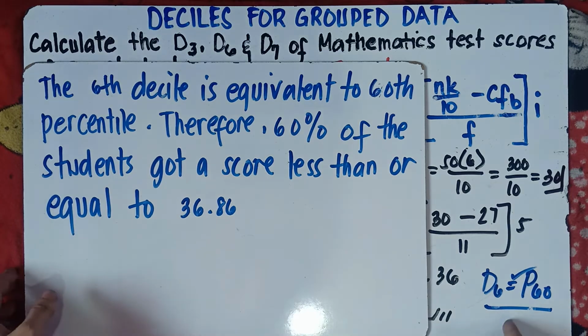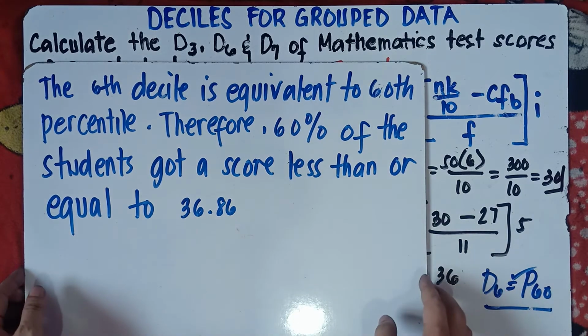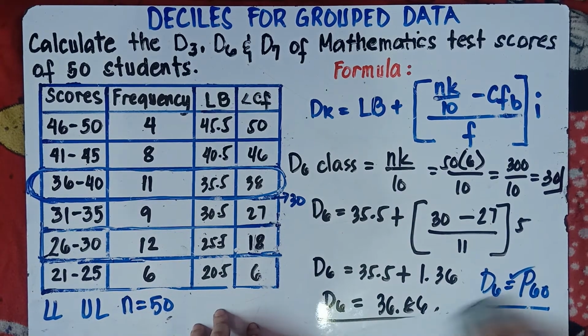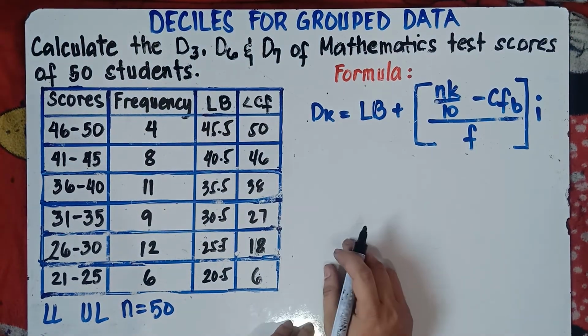Once again, class, the 6th decile is equivalent to the 60th percentile, and this will be our solution. This is 36.86. That's it for the 6th decile. So let's have the 7th decile. Let's proceed now in finding the 7th decile.